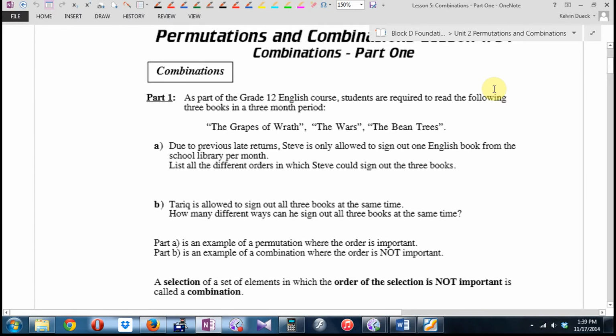Read along with me. As part of the grade 12 English course, students are required to read the following 3 books in a 3-month period: The Grapes of Wrath, The Wars, and The Bean Trees. Due to previous late returns, Steve is only allowed to sign out 1 book per month. It says, list all the 3 different orders in which Steve could sign out the 3 books. I don't want to list them, but I would like to say how many different orders he can sign out the 3 books. I can do that in several ways.